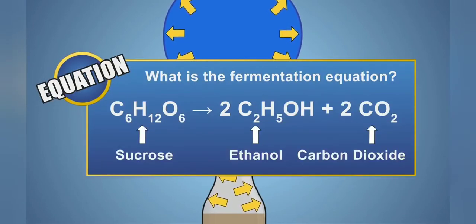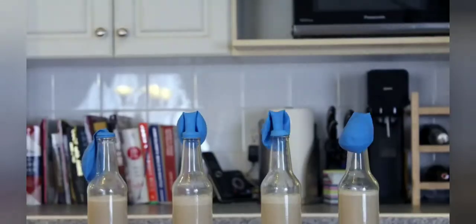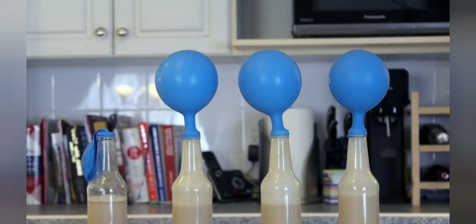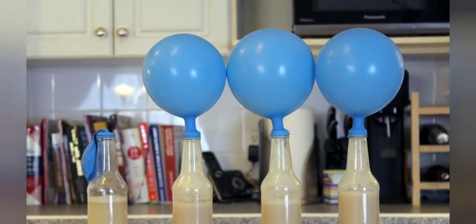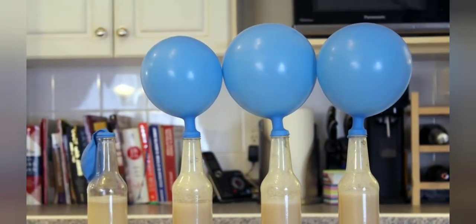The equation for this reaction looks like this. The reactant sugar, sucrose, is on the left, and the products, ethanol and carbon dioxide, are on the right. The bottles with greater amounts of sugar have more food for the yeast to consume, which results in larger amounts of carbon dioxide produced and a larger balloon on the top of the bottle.